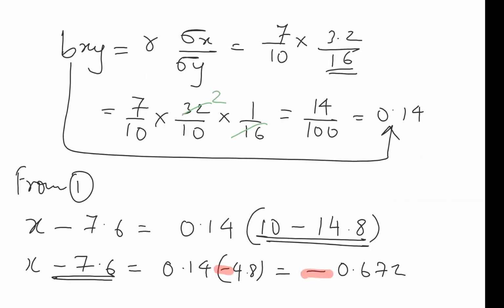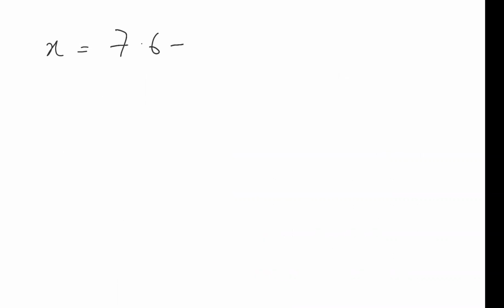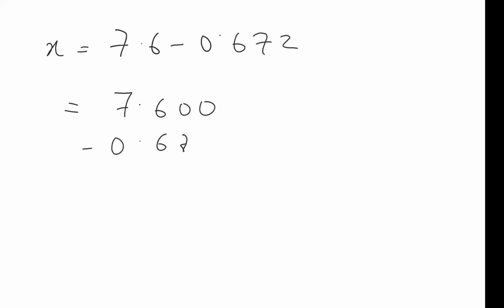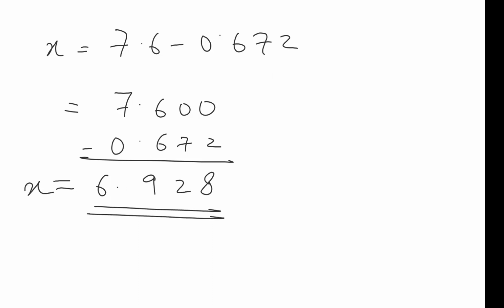So x is equal to, what you have to do is take this minus 7.6 to the right hand side: 7.6 minus 0.672. So this is 7.600 minus 0.672. You'll have to subtract in this way. 6.928 is the answer. So the value of x is 6.928.